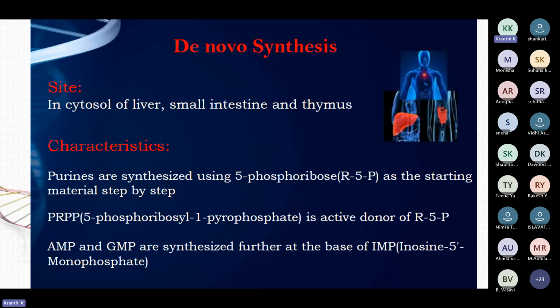What is the cytosol? It is not within the nucleus, it is in the cytoplasm. Cytosol is nothing but the cytoplasm outside of the nucleus. Then coming to the characteristics, purines are synthesized step by step using ribose 5-phosphate as a starting material. PRPP, 5-phosphoribosyl 1-pyrophosphate, is the active donor of R5P. AMP and GMP are synthesized further from IMP.